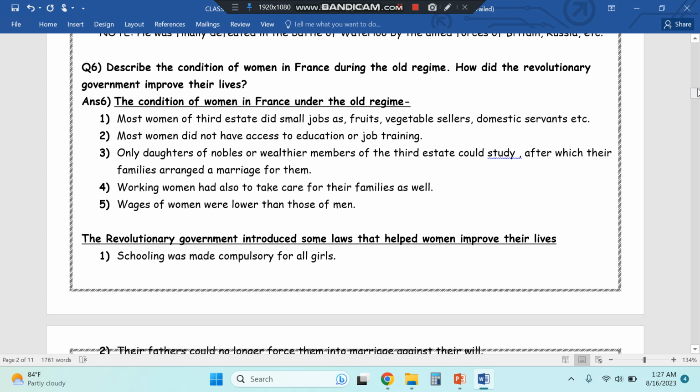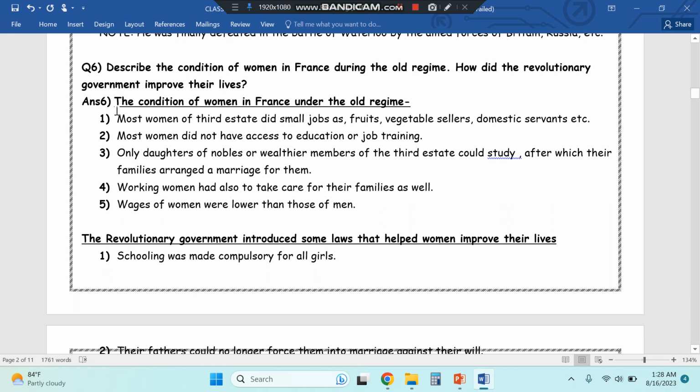Next question, describe the condition of women in France during the old regime. How did the revolutionary government improve their lives? This is also an important question. In one set, they ask how was their condition, and sometimes in the other set they ask what changes were introduced by the revolutionary government that improved their lives.